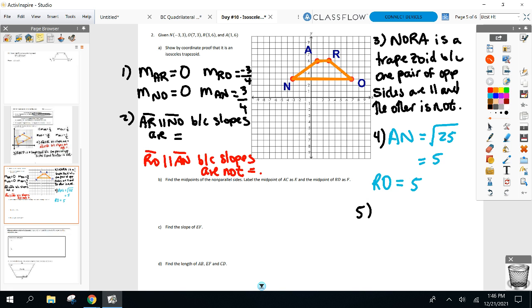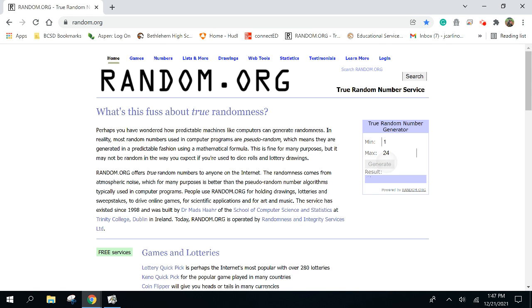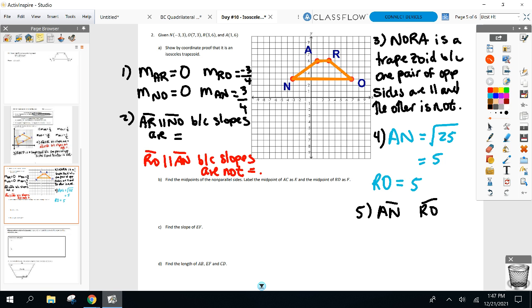You guys know my rule. If we use the formula, tell me what you just learned from it, right? I just don't want to go saying it's an isosceles trapezoid. Tell me what you just learned from your formula. What did we just learn about AN and RO? What did we learn about those 2 sides? They are congruent. Why, Matt? Because they're the same distance. There you go. Distances are equal. Now we can finally say, let's wrap this up, that NORA is an isosceles trapezoid.